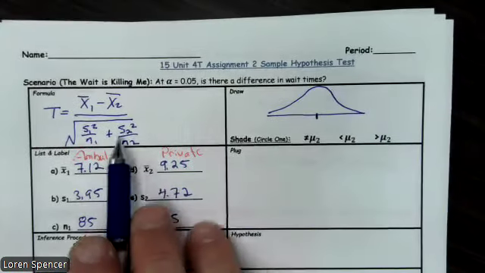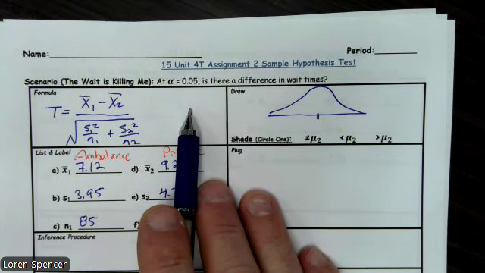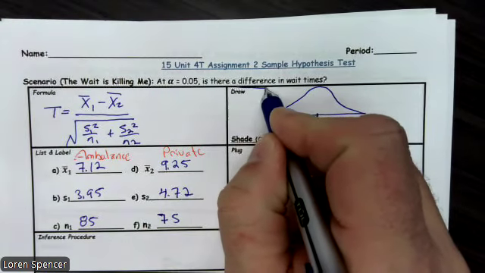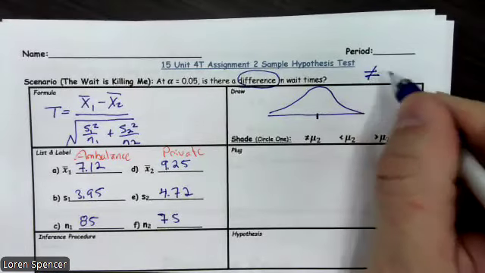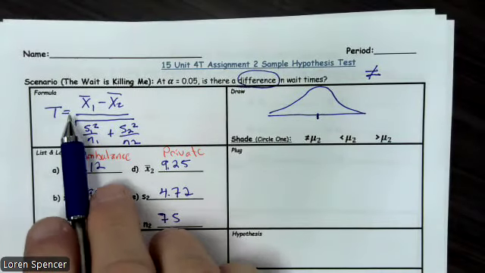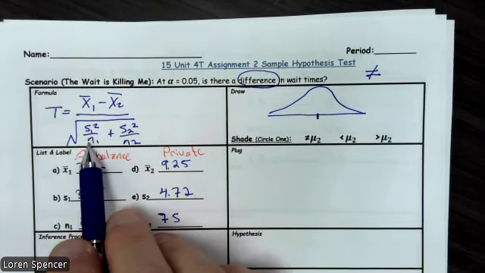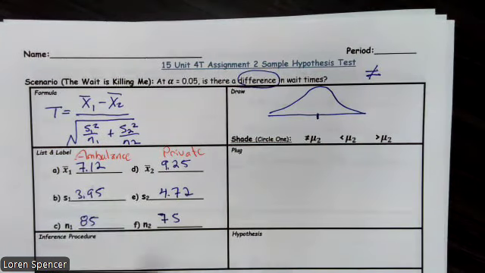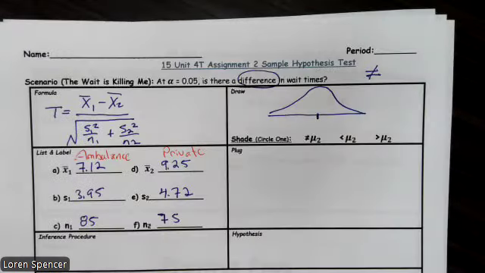So our formula, because it says run a hypothesis test to see if there's a difference. Is there a difference in wait time? It's going to be really key that we pay attention to the word difference here, because that lets me know I'm working with a not equal or a two-tailed situation. So t equals x bar 1 minus x bar 2 over the square root of s1 squared over n1 plus s2 squared over n2. And all I did was transfer the information from the table here. So there's the information, good to go.